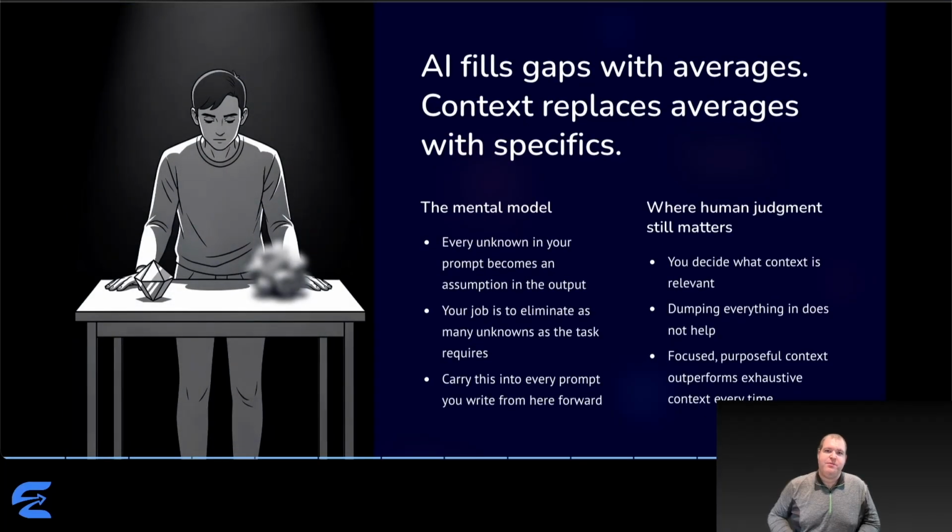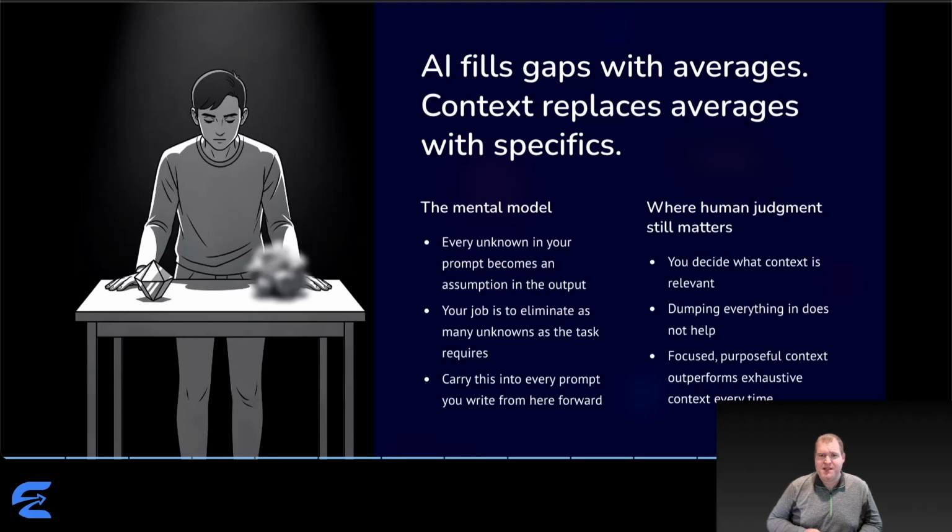So here's the principle to carry forward. Every unknown in your prompt becomes an assumption in the output. Every assumption is a place where the model substitutes the statistical average for your reality. The more unknowns you leave, the further the output drifts from your actual situation. Your job is to eliminate the unknowns that matter for this specific task.